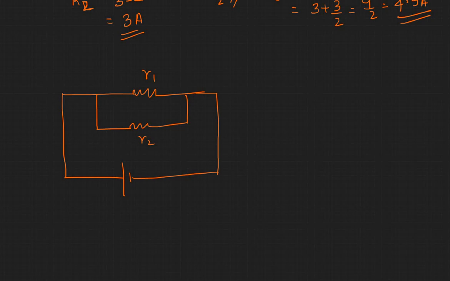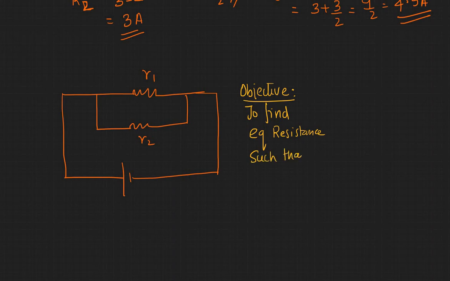Our objective is to find an equivalent resistance such that it draws the same current from E, the same battery. So that's our objective. So let's draw our objective.